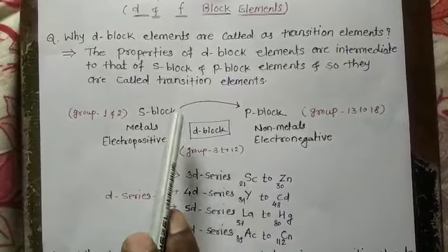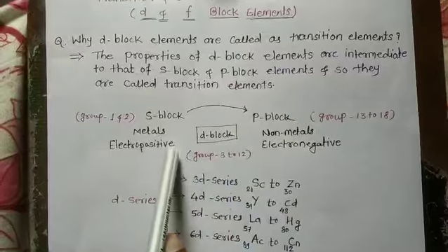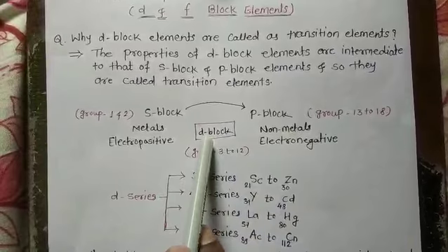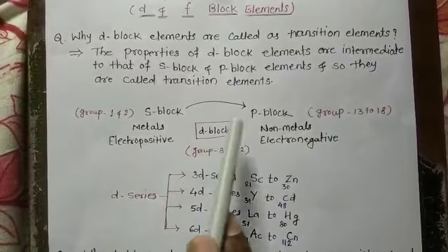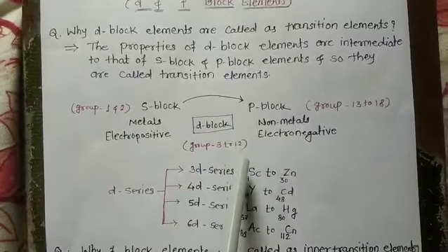So in S block metals are there, in P block non-metals are there. Metals, we know, are electropositive, non-metals are electronegative. So the properties of these elements, that is D block elements, lie in between the S and P block elements. That's why they are called transition elements.